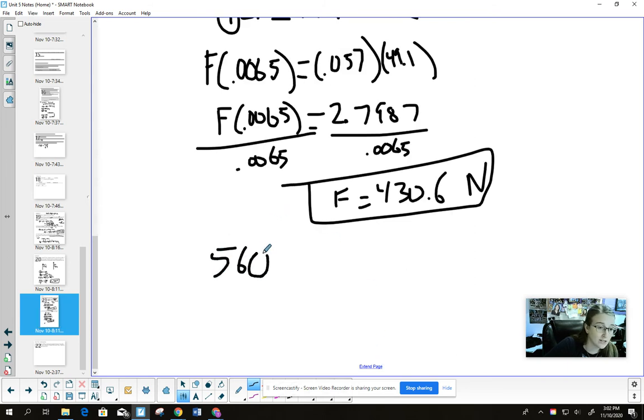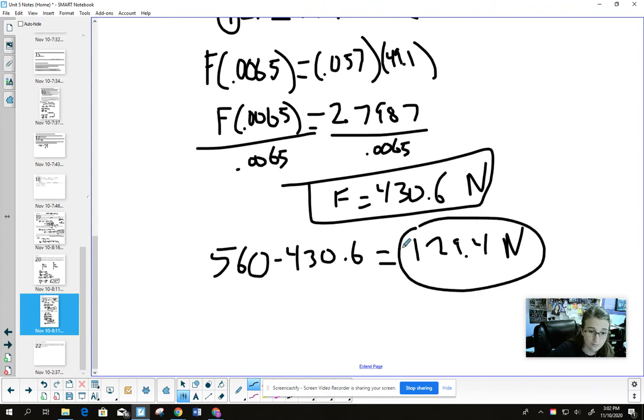So to answer the question, we would subtract them to find how much less force she would have to exert. So she would have to exert 129.4 newtons less, this is our actual answer, than she would have if she can just increase that contact time a little bit more. She won't have to use as much energy and maybe last longer throughout the tennis match.